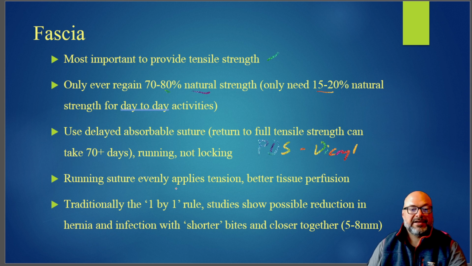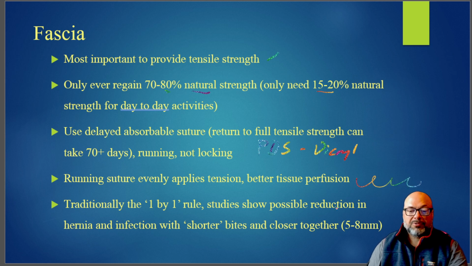A running suture applies even tension along the edge of fascia, and you get better tissue perfusion. We don't do an interlocking. The fascia is a fairly avascular layer, so you don't have a lot of bleeding from it. We don't need to have the interlocking aspect, but just the continuous running.